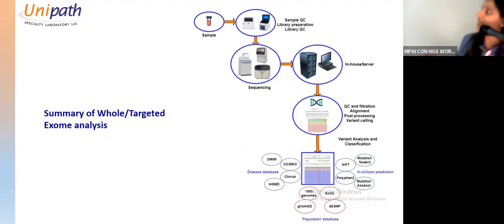There it is analyzed, quality is checked, then variant prediction happens, and based on its quality, it is then reported based on the phenotype match. Right? So this is the overview of what is being done by different tools and databases.